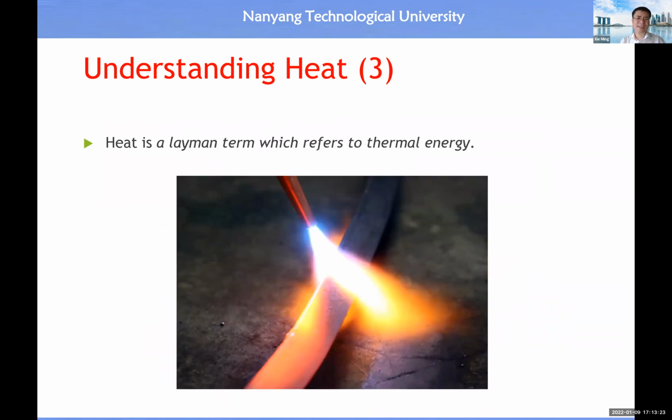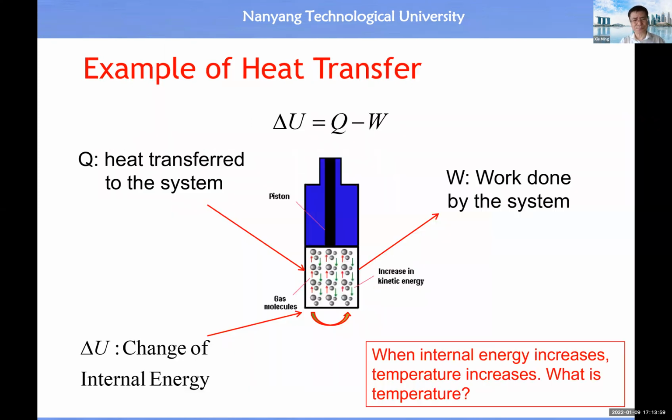And heat basically is a layman term which refers to thermal energy. This is a typical example of transferring heat into a solid object with a very high level of hardness. When the object is very hard, it's difficult for us to change its geometry. However, when we increase the temperature of the solid object, then it's easier for us to change its shape. So this is a typical application in industry.